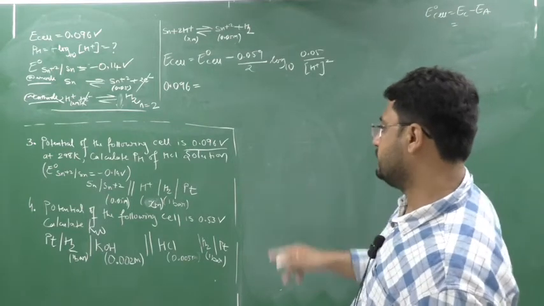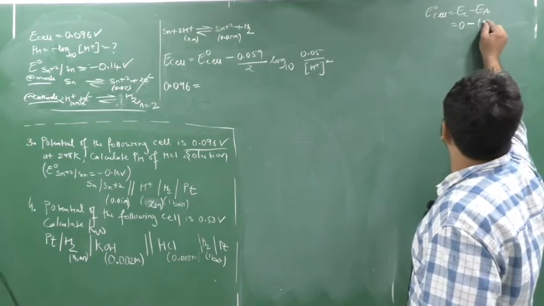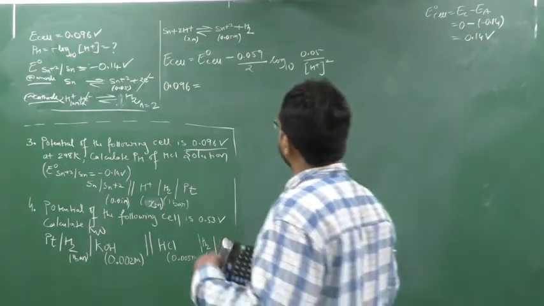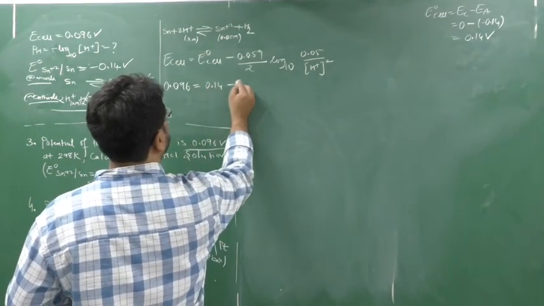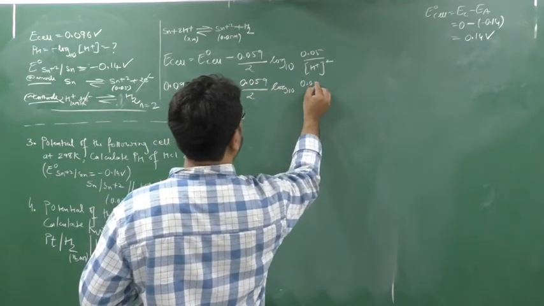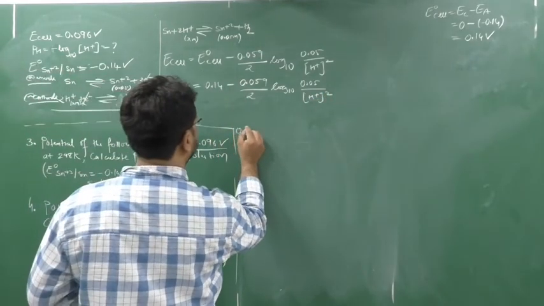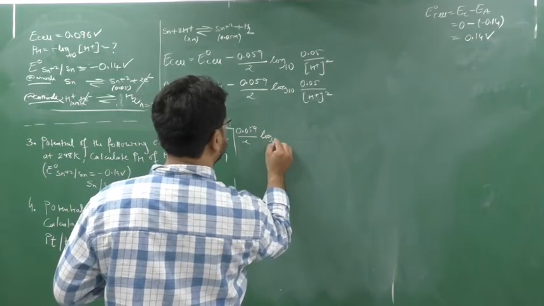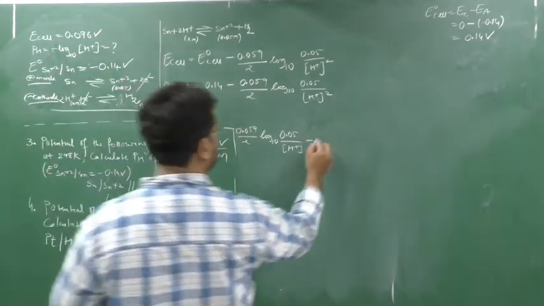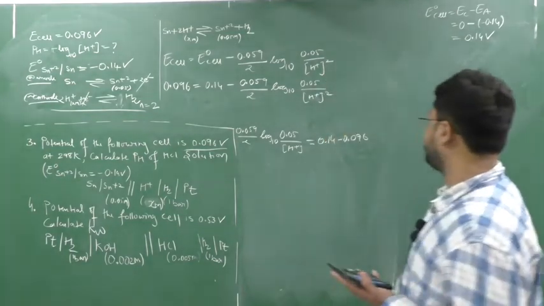On the cathode side I have hydrogen, on the anode side I have Sn, that is minus 0.14. So the answer will be 0.14 volt. That is 0.14 minus 0.059 by 2 log to the base 10 of 0.05 upon concentration of H+ the whole square. Equal to 0.14 minus 0.096. Okay, clear?